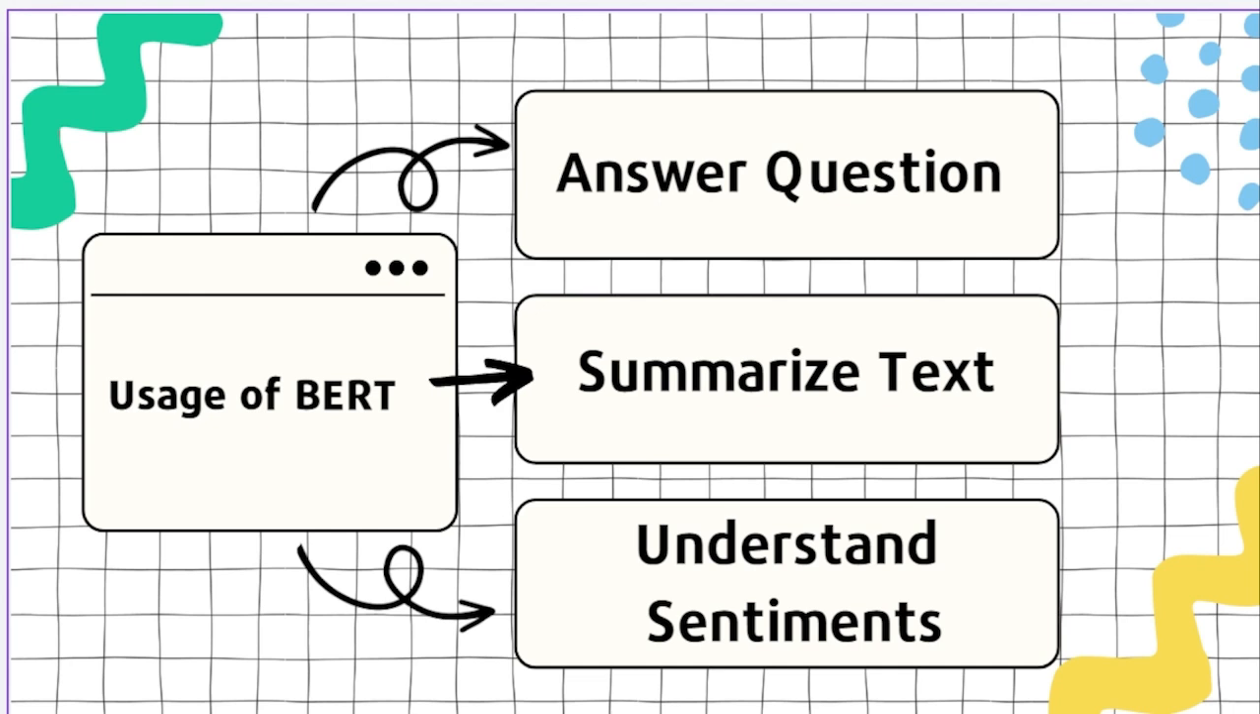So some of the usage that BERT has that transformers are weak in, as they do not understand language as much as BERT or GPT, is the usage of answering questions. So if you ask BERT a question, it can generate an answer for you. If you give BERT a certain paragraph or a lot of paragraphs, it can summarize it into text. And as it understands language, it also can understand sentiments, like things people say when they are sad, or maybe in some cases forms of sarcasm.